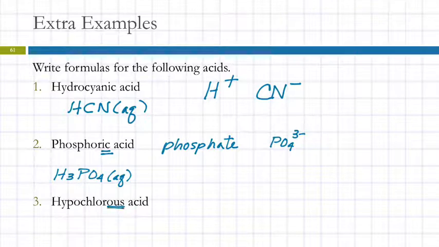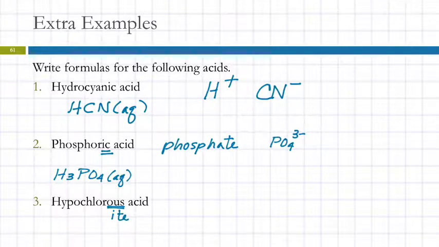So we change ous to ic. No. We change ous to ite. It was close. Close only counts in horseshoes and hand grenades. So this is hypochlorite.